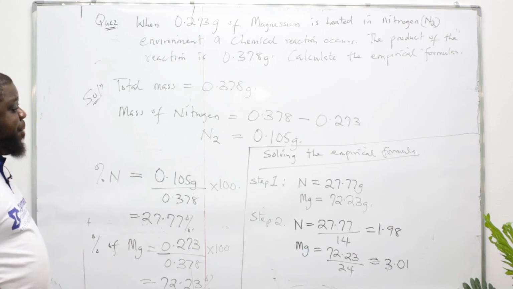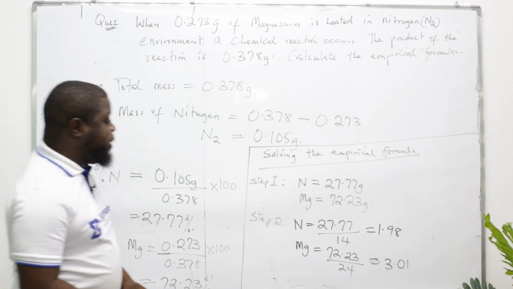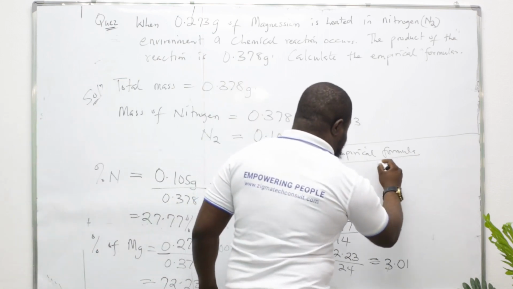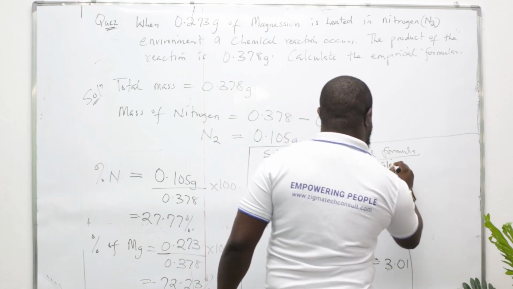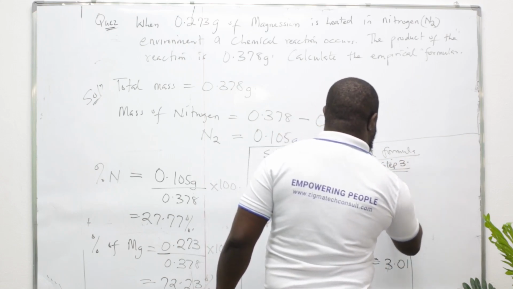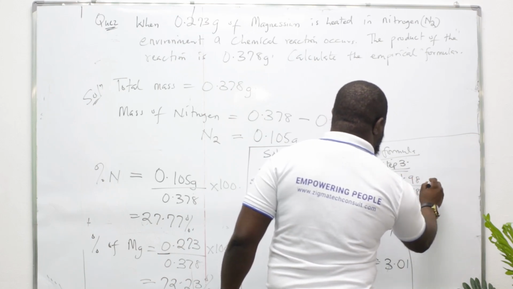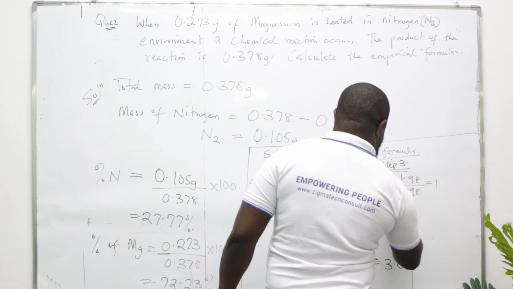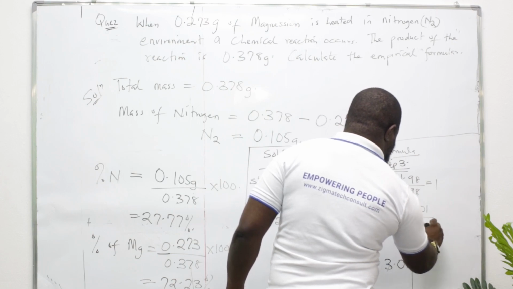So nitrogen is 1.98, magnesium is 3.01. That's why I say pick the smallest. If you check the numbers, the smallest of both of them is 1.98. Now this is step 3. Nitrogen will be equal to 1.98 divided by 1.98, which is equal to 1. And magnesium will be 3.01 divided by 1.98.